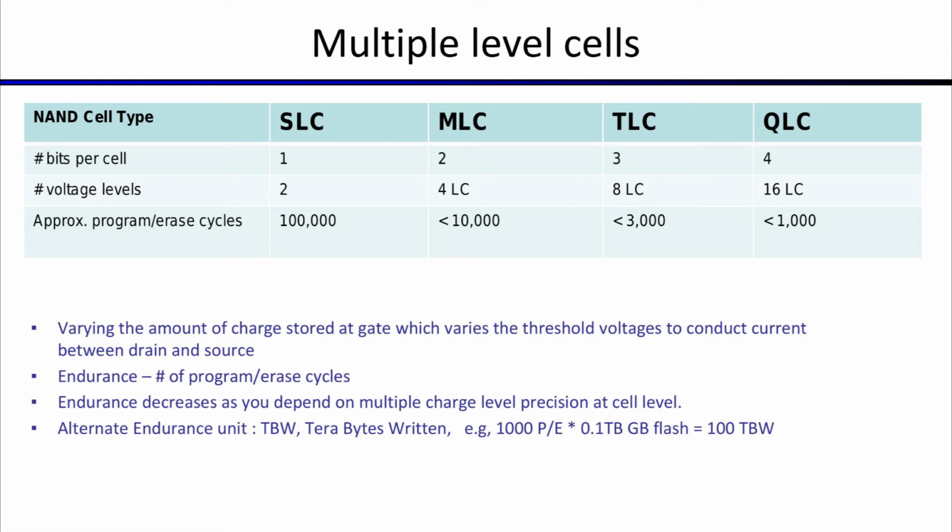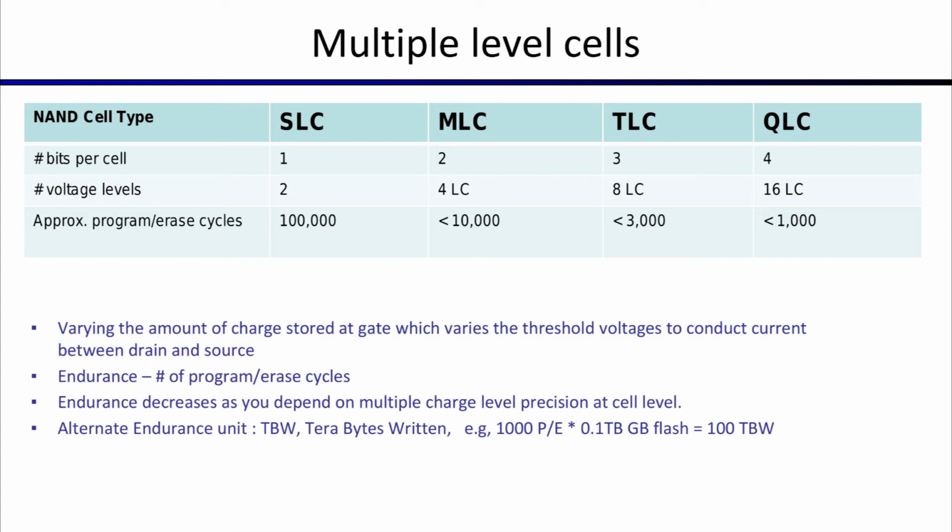So another alternate unit is terabytes written, and terabytes written is pretty much a calculation based on the total capacity of the drive multiplied by the program erase cycles. So if you had 1,000 program erase cycles and you had a capacity of 0.1 terabytes, like 100 gigabyte flash, the terabytes written will be 0.1 times 1,000, which is 100 terabytes written.